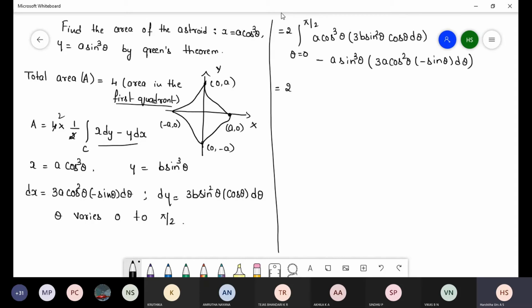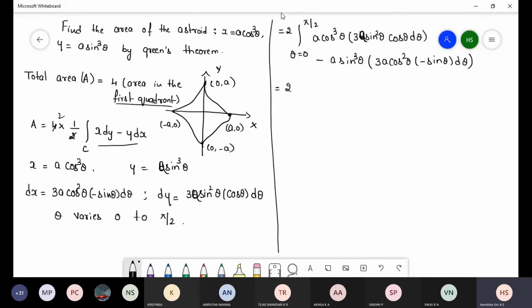Now 2 into, I just write outside a square again here. So wait a minute, here I missed. Y is equal to a sin cube theta. Make a correction here. Y is equal to a sin cube theta. So here a into a square, here also a into a square.